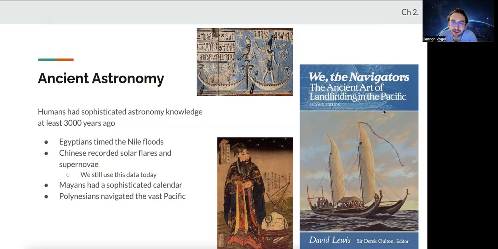Chinese astronomers were really famous for measuring solar activity, solar flares, as well as a lot of supernova data that we still use today, even though it's thousands of years old. Mayans had sophisticated calendars. The Polynesians, I have this book here if you're interested in learning more about how they did it, were able to navigate all across the Pacific, primarily using the stars to tell which direction they were going and to help identify if they were near any known islands that they'd already discovered. So astronomy is really an ancient art.